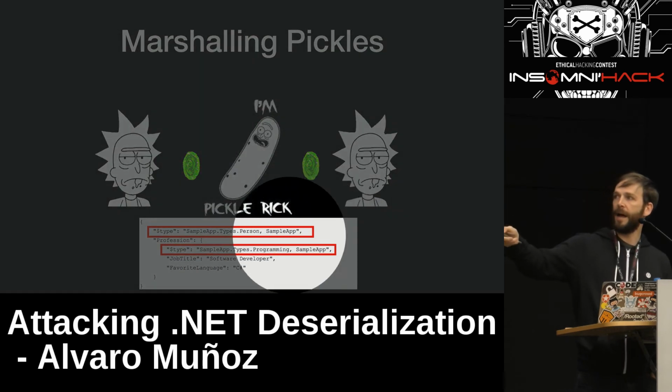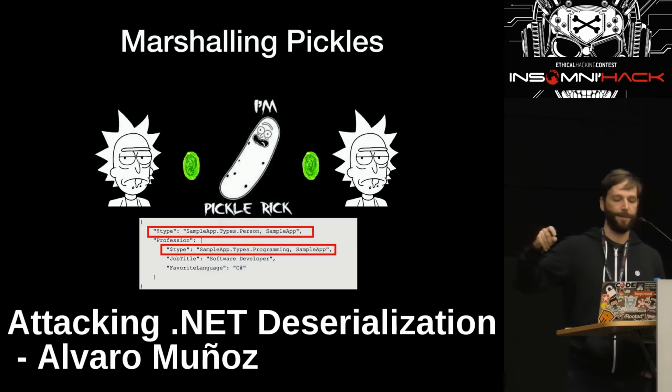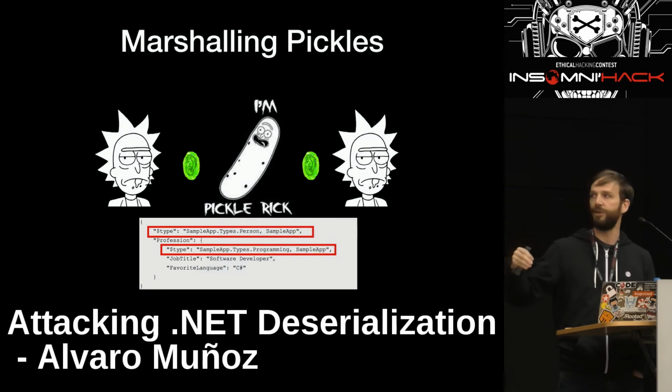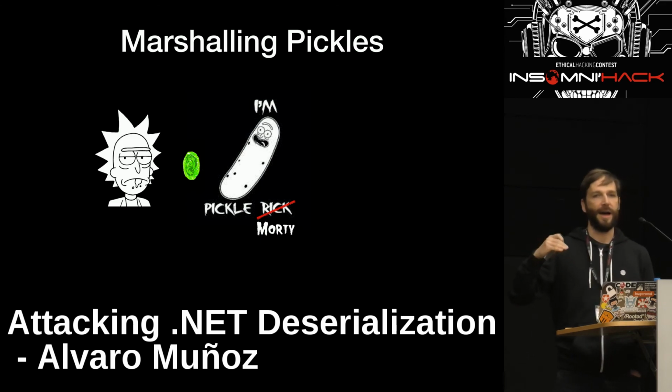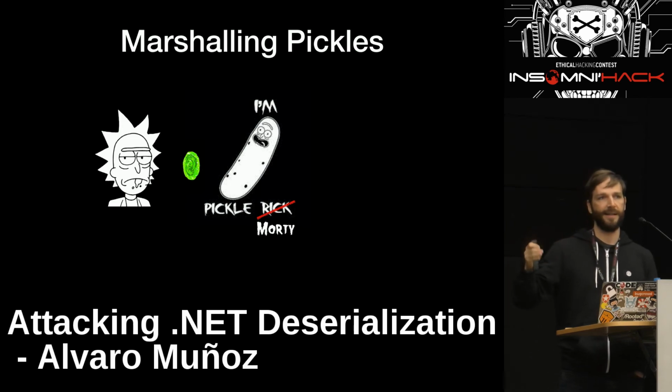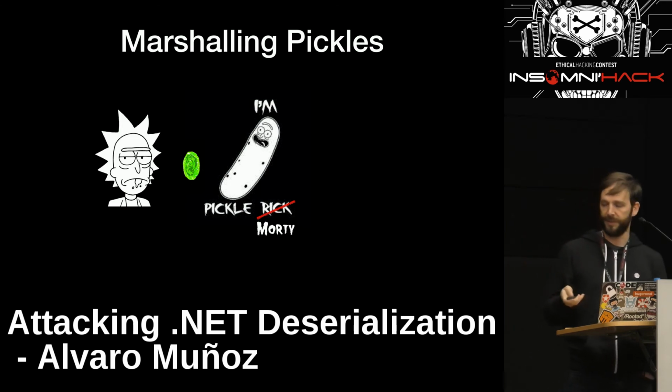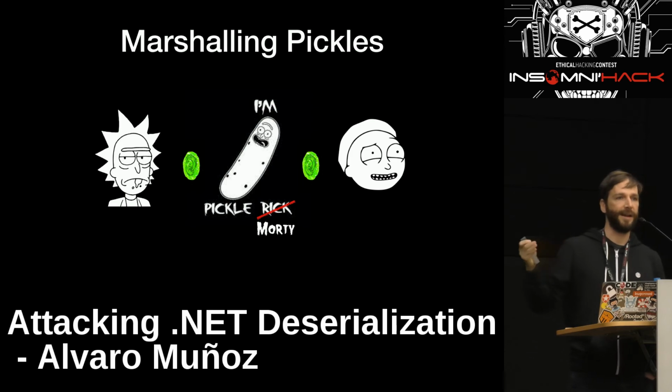So you have a type attribute here that contains something that looks like a .NET assembly and .NET type name. If the attackers are able to change those type discriminators, then they will be able to force an instantiation of an arbitrary class during the deserialization process. And that will basically allow the attacker to instantiate a multi-instance instead of the RIC1.